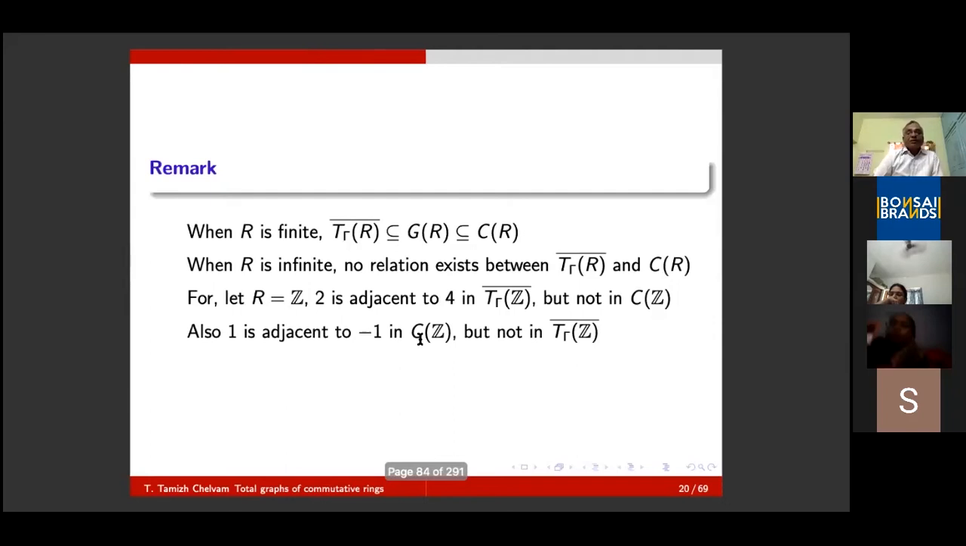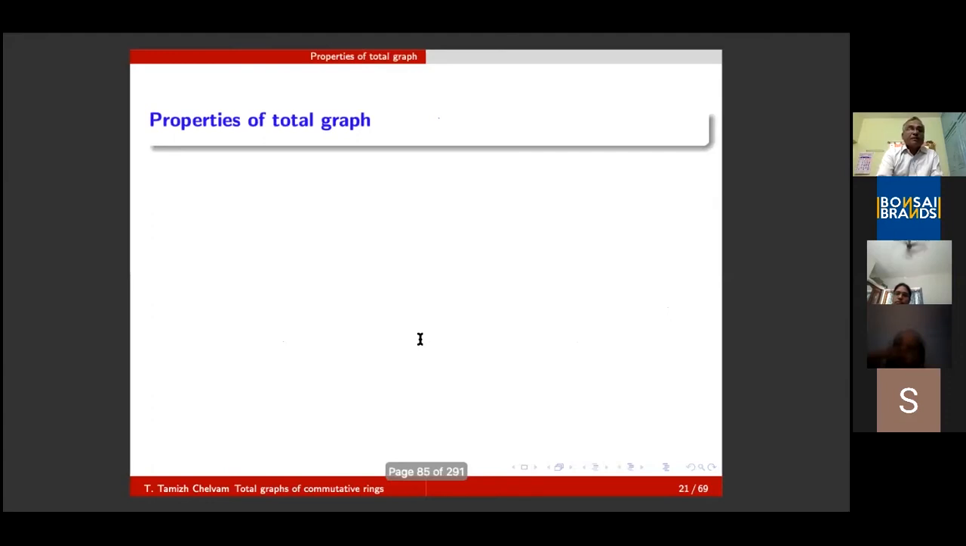Okay. So I have so far given some examples of graphs which are constructed through addition. More specifically, Cayley sum graph, Cayley graph, total graph, unit graph, comaximal graph. Of course, there are many others also. Because of the time constraint, I would just like to highlight the properties of the total graph.